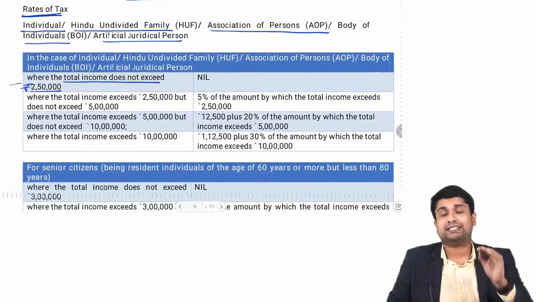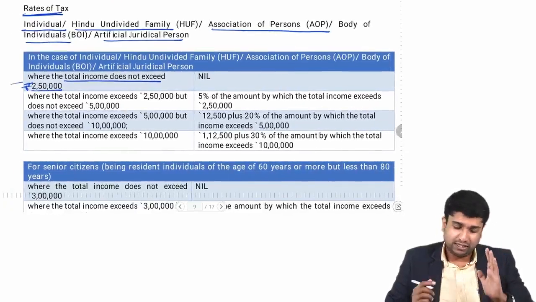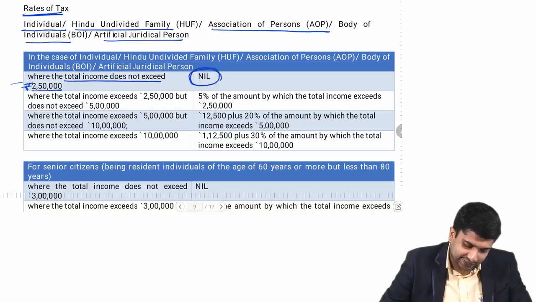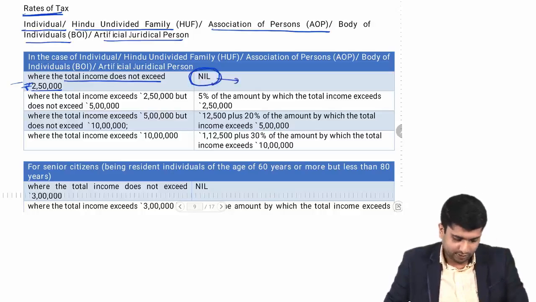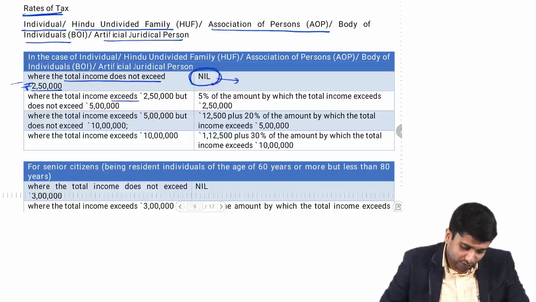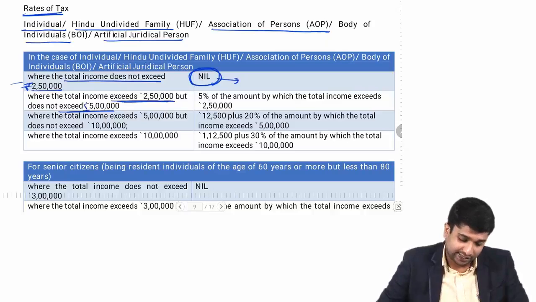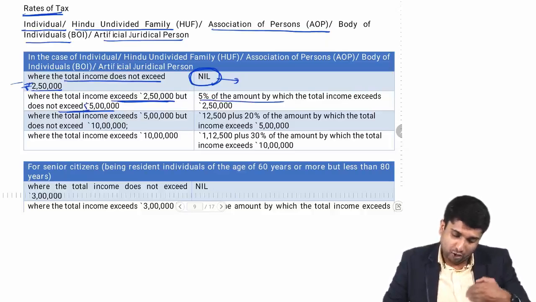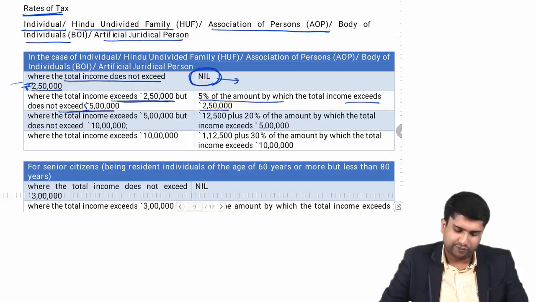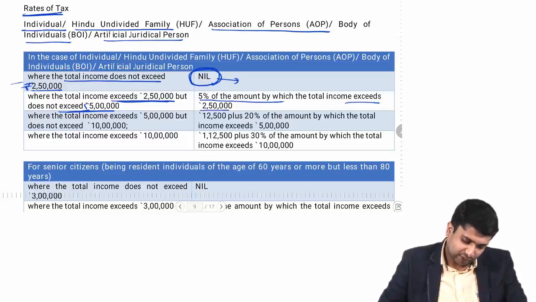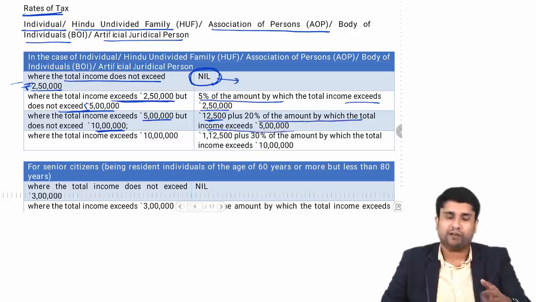If your total income does not exceed 2,50,000, then you need not pay any taxes. The rate of taxes will be 0%. And if your total income is more than 2,50,000, but it does not exceed 5 lakhs, that means it is less than or equal to 5 lakhs, then the rate of tax is 5% of the amount by which the total income exceeds 2,50,000. And where total income exceeds 5 lakh, but does not exceed 10 lakh, then it is 12,500 plus 20% of the amount by which the total income exceeds rupees 5 lakhs.